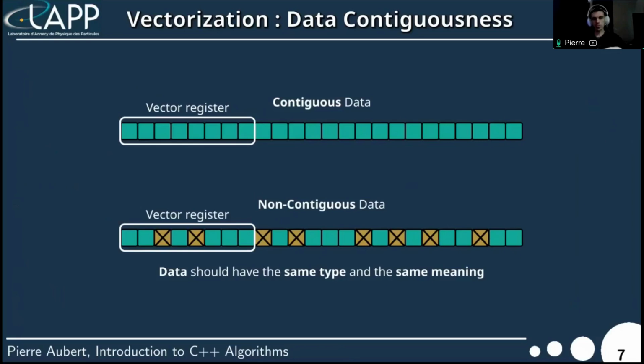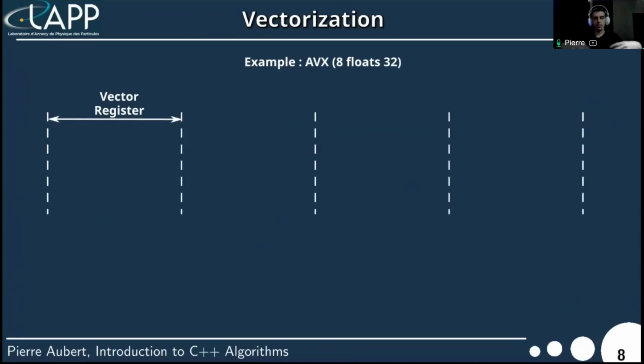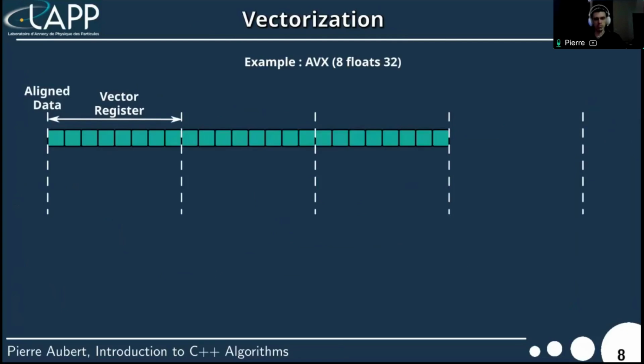Then once we have contiguous data, we need to align the data with the vector register. So for example, here 8 float 32 on AVX. I have aligned data here, border of aligned data, and if I align my vector well, I will be able to compute faster and to vectorize all the elements here. So in my example here, let's pretend it's 3 cycles.